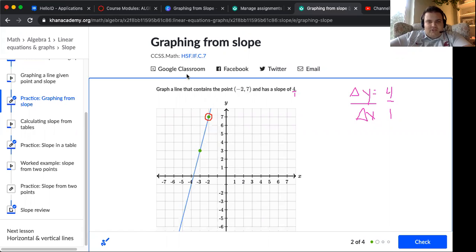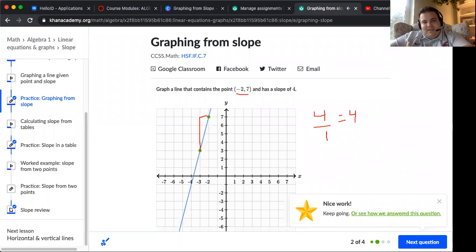Before I submit and check my answer, what I would do is test it out. Forget about the point that was given to us up here. Let's just start from this point. I'm going up 1, 2, 3, 4, right 1. So that would be a slope of 4 over 1, which is 4. So I know that point's in the right spot. That does happen every now and then.